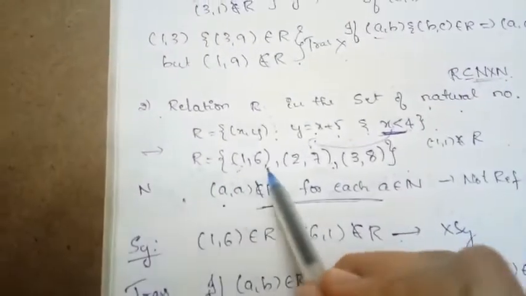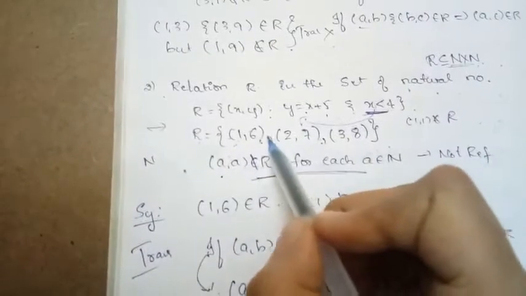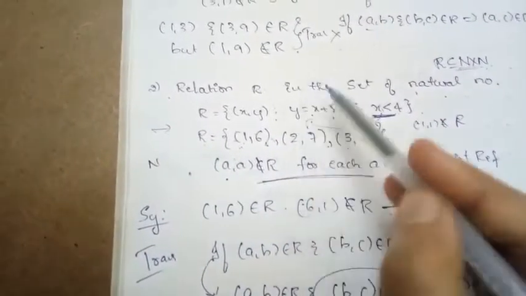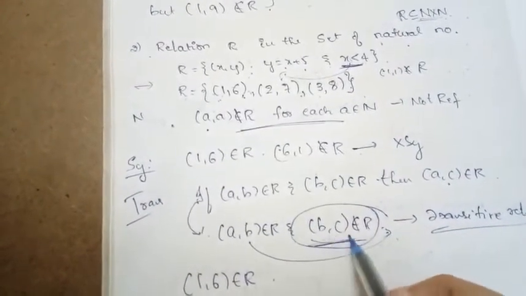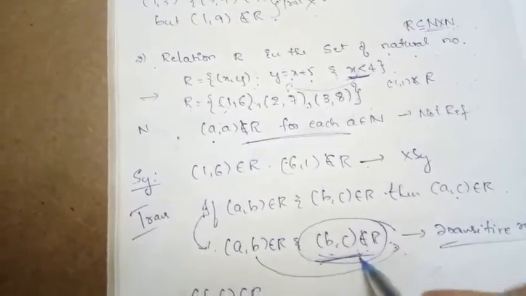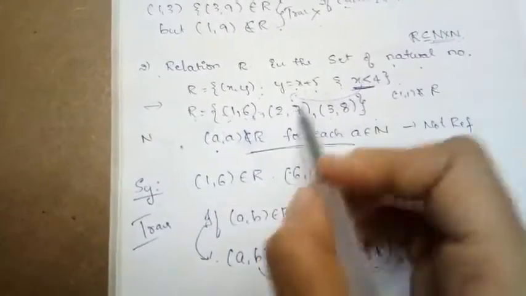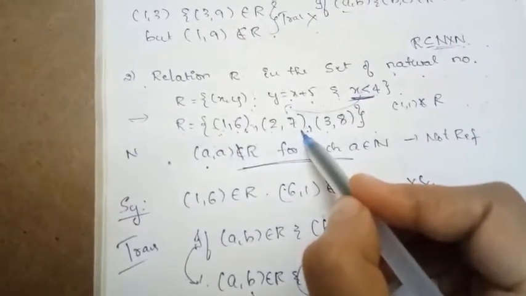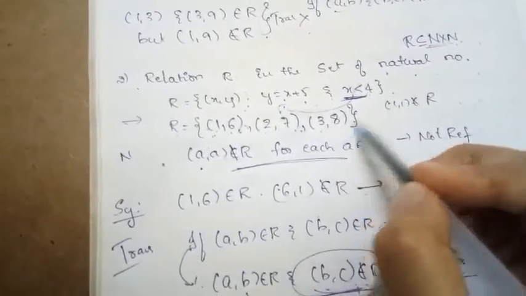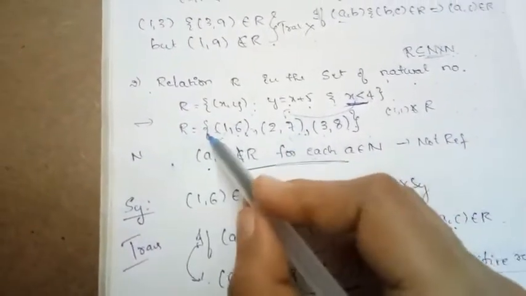You can see here (1, 6) belongs to the relation R, but there is no ordered pair in this relation whose pre-image is 6. So there is no ordered pair to check for (b, c). If there is no (b, c), then there is no need of checking for (a, c). Similarly, for (2, 7) there is no ordered pair with pre-image 7, and for (3, 8) there is no ordered pair (b, c) whose pre-image is 8. So this one is also transitive.